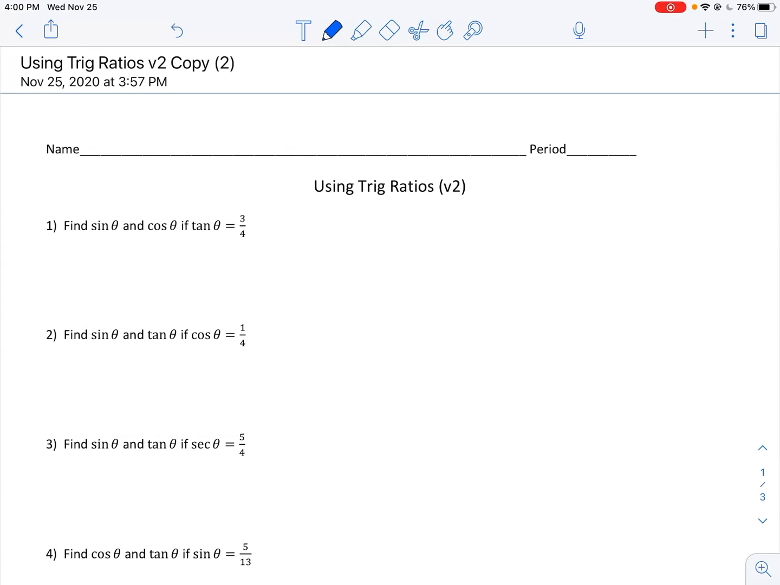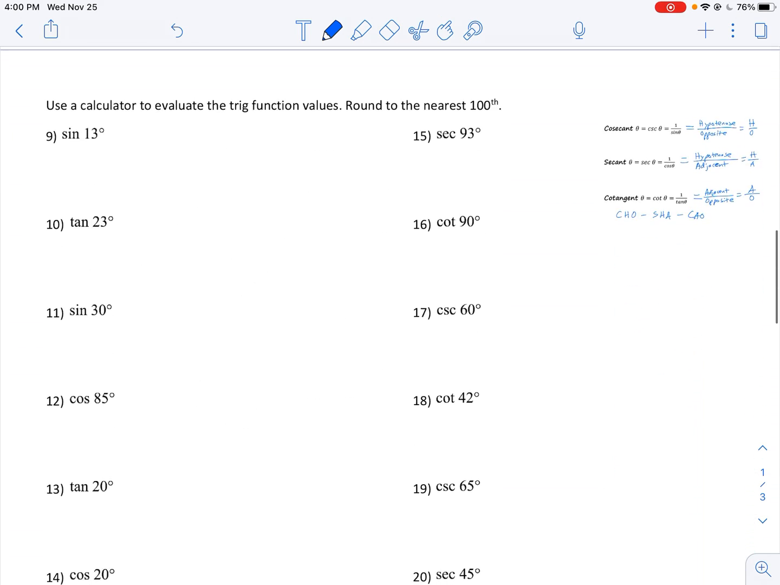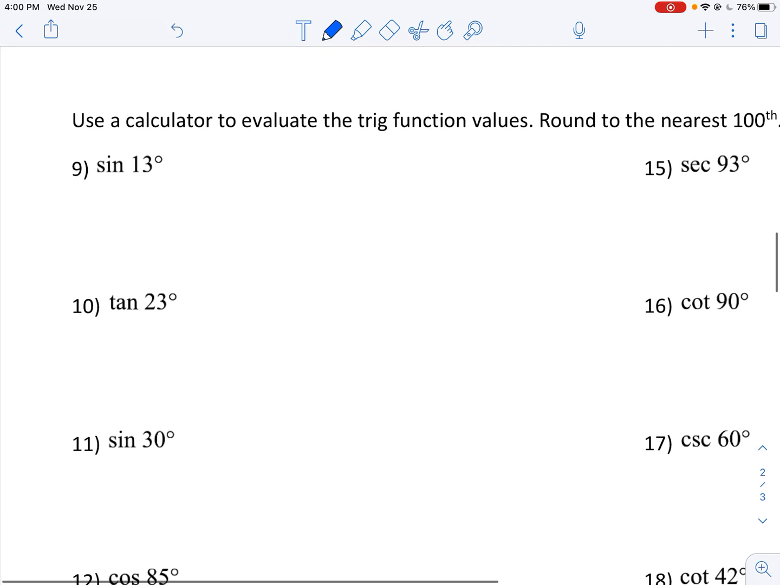All right, we got one last part to go over with these using trig ratios assignment, and it's on the back. So it's asking you to do something different. What it wants you to do is to use a calculator to evaluate these trig function values.